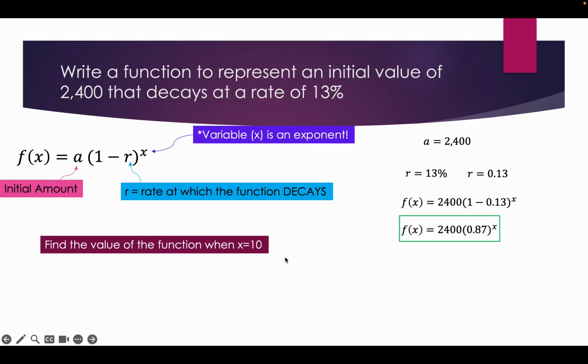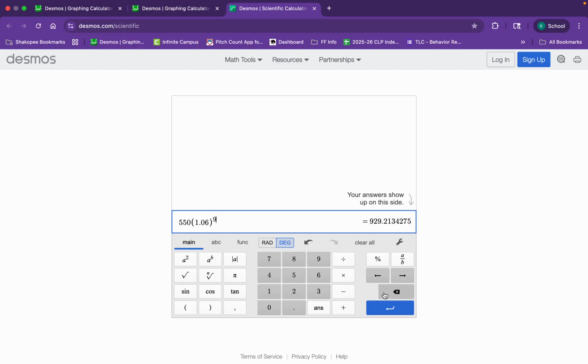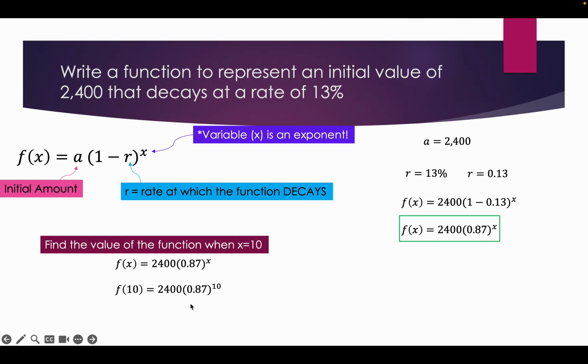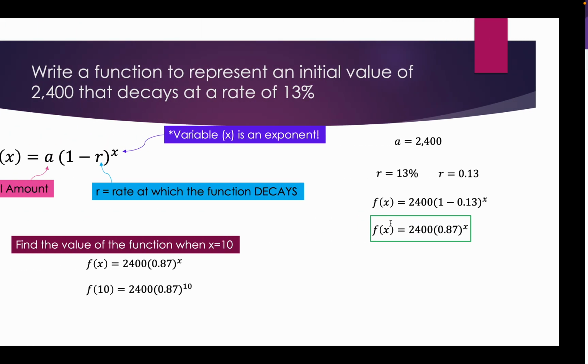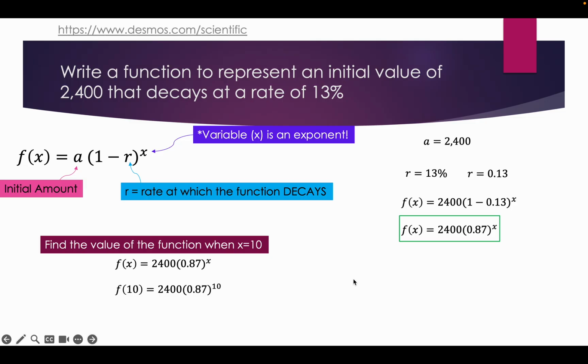Now, find the value of the function when x equals 10. Again, we can use our calculator. 2400 times 0.87 to the 10th power. We could type that in here. 2400 times 0.87 to the 10th power. 596.2, and I'd round that to 596.22.